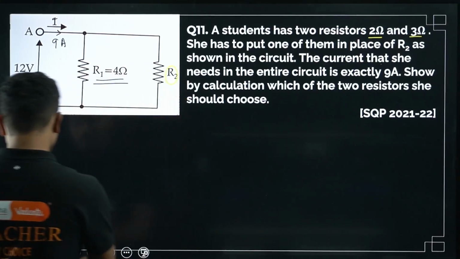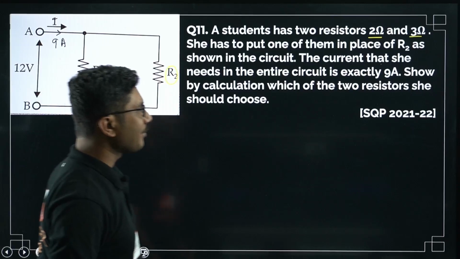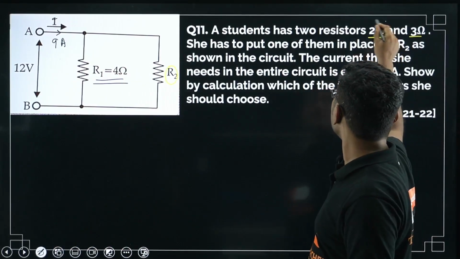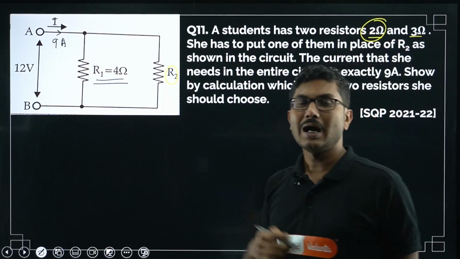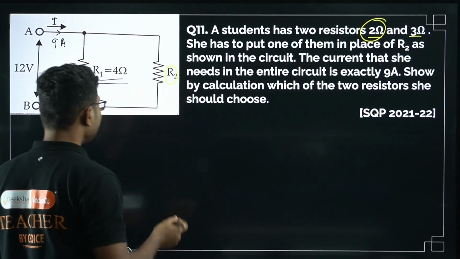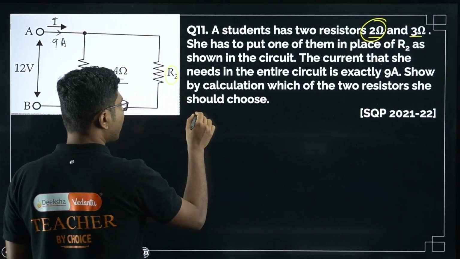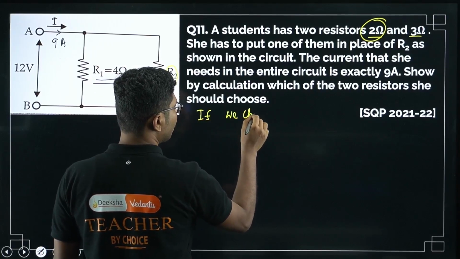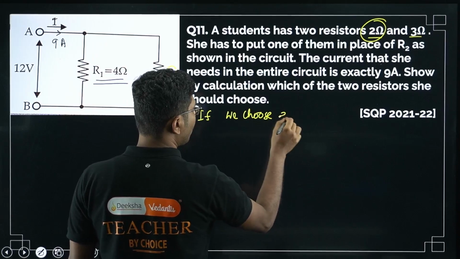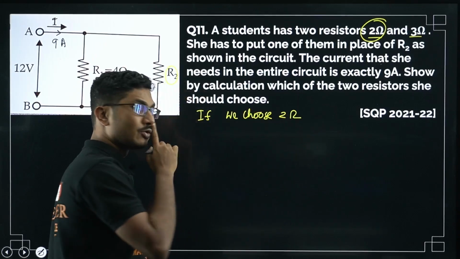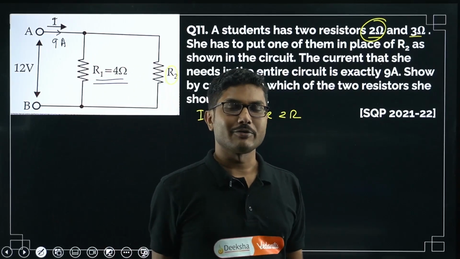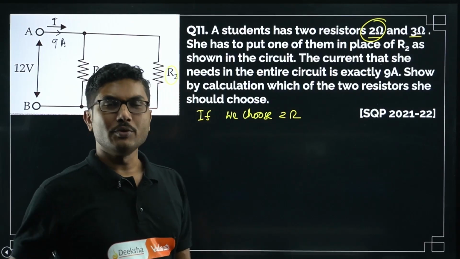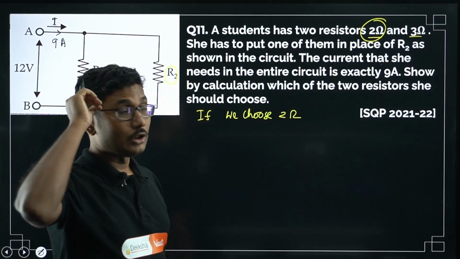So first, this is a tricky question. What we have to do, first we have to choose the first resistor 2 ohm, and we will see what the current is. So first we will calculate for 2 ohm. If we get the answer, then definitely that will be our answer. We can conclude there. In case it is not, then we have to do it for 3 ohm as well.